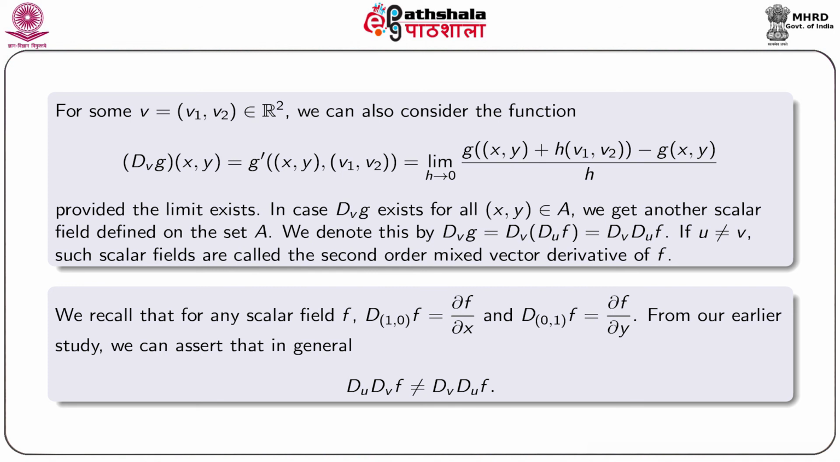We recall that for any scalar field f, D_10 f equals del f del x and D_01 f equals del f del y. We have already studied the Schwarz example, in which we found that del 2 f del x del y was different from del 2 f del y del x. Keeping that in mind, we can assert that in general d_u d_v f is different from d_v d_u f.